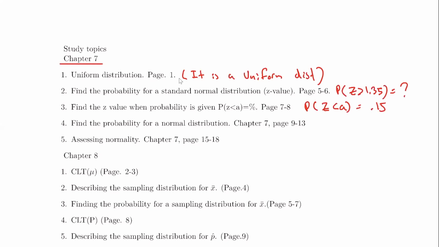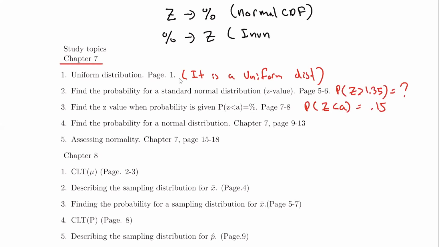Well, here, let me give you a breakdown of this one. If you have a Z value and you want to convert it into a percentage, this one is going to be normal CDF. But if you have a percent and you want to convert it to a Z value, that one is going to be inverse norm. But just remember for inverse norm, the probability is always to the left.